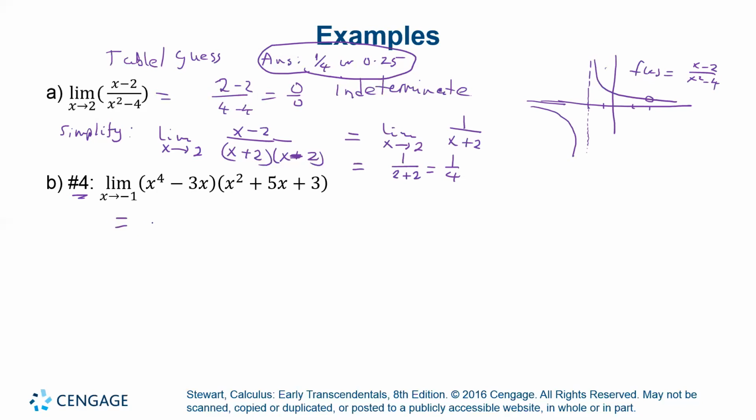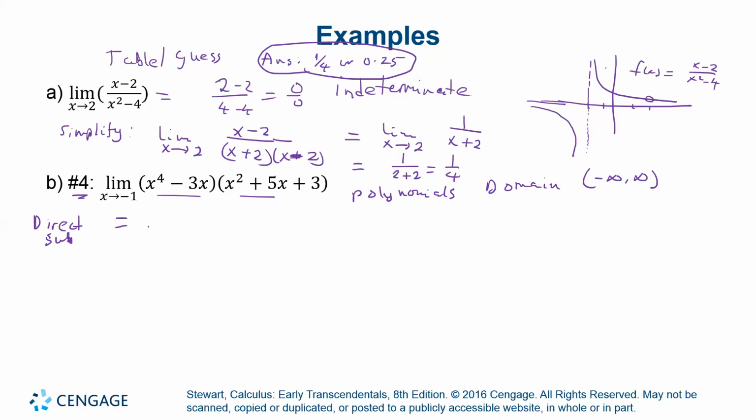Now, let's look at an exercise similar to exercise number 4, using the same direct substitution. This is a polynomial; they are both polynomials. So the domain is all real numbers, and therefore negative 1 is in the domain. So we can use direct substitution for this problem.